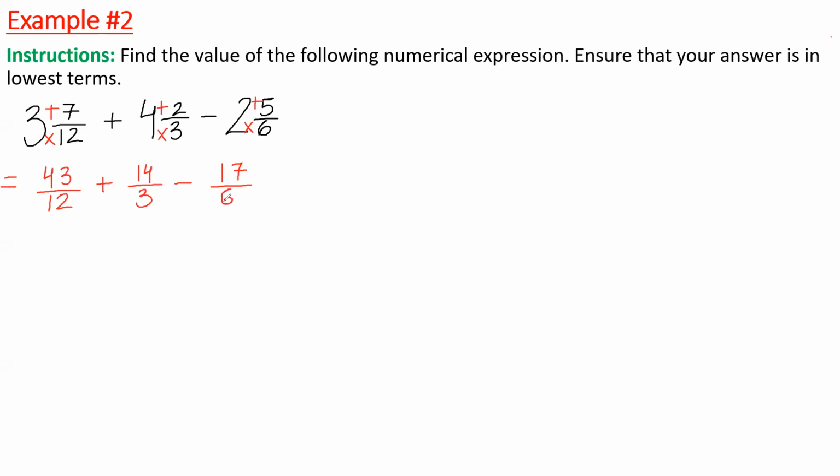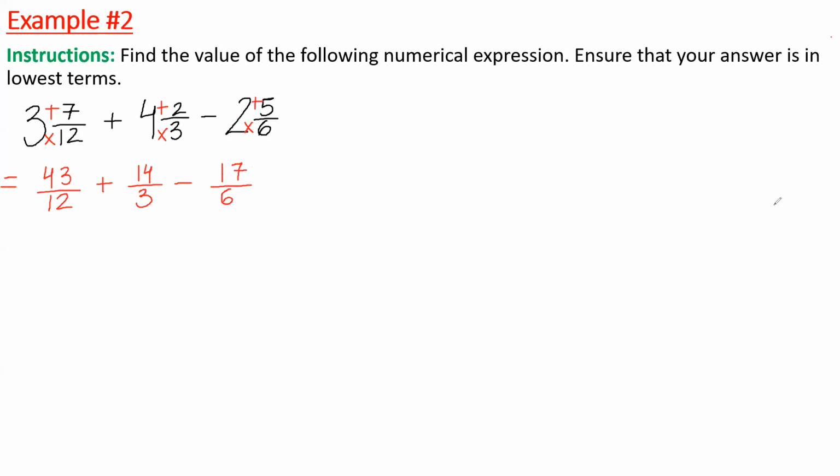So what did we do here? We converted each mixed number into improper fractions. So we said 3 times 12, which gives us 36, plus 7 is going to be 43. That's how we got 43 over 12. Then we say 4 times 3, which is 12, plus 2 is going to be 14. Then we say 2 times 6, which is 12, plus 5 is going to be 12, 13, 14, 15, 16, and 17. So we have 17 over 6.